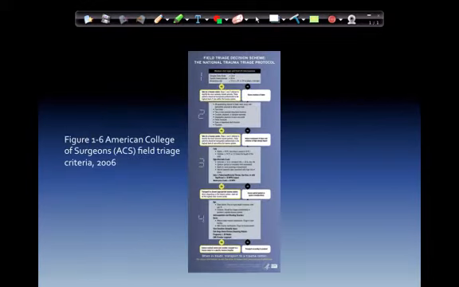And this is a field triage decision scheme. This is figure 1.6 in your book, the American College of Surgeons Field Triage Criteria of 2006. Take a look over this, be familiar with it. ABCs is probably going to be red. Anything that can be treated within 2 to 4 hours will be a yellow category of some sort. Anything that can be treated within the next 12 hours or so would be a green or minimal. And then if we don't expect them to survive their injuries, they're going to be, depending on your color coding, blue or black, which would be the expectant category.